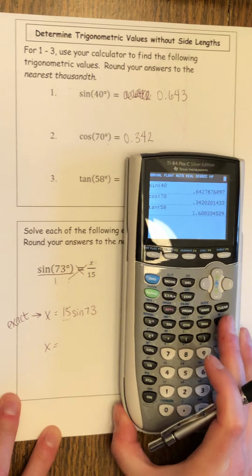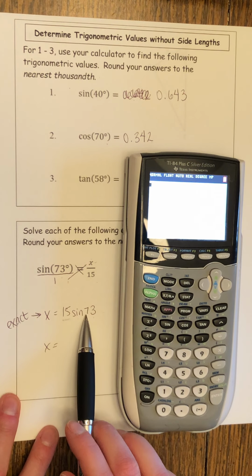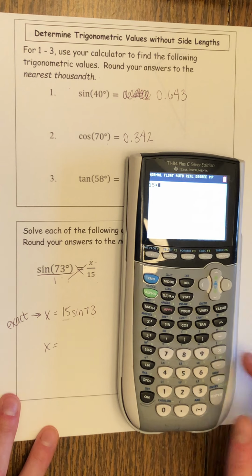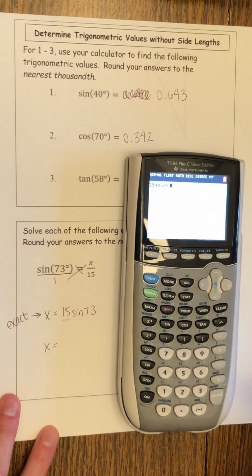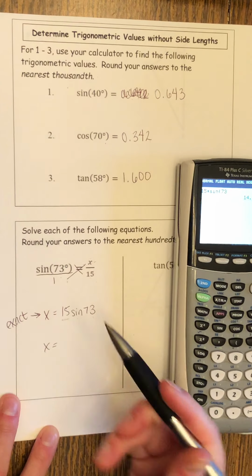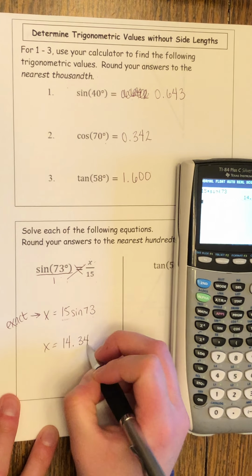So I am going to pick up my calculator now because I figured out what the exact value of x is. So I'm going to type in 15. You could push the times button if you want to. Sine of 73 degrees, and I'm going to push enter. So I get 14.34.